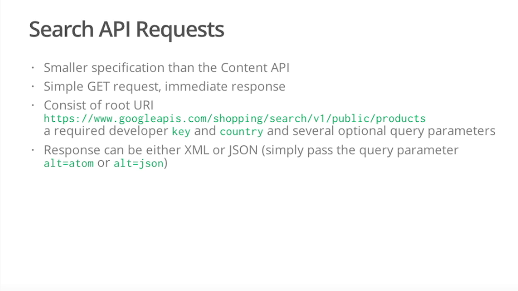Finally, unlike the Content API for shopping, responses can be in either XML format or JSON format. By default, responses are in JSON format, but a specific format can be requested by simply adding the alt query parameter to the request, with a value of Atom for XML and JSON for JSON.